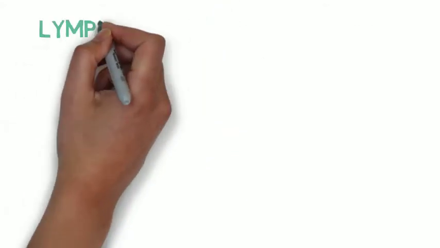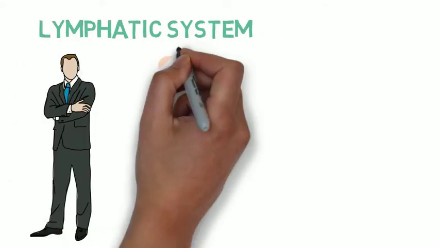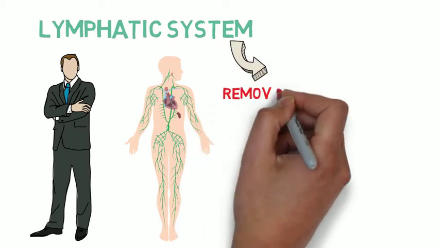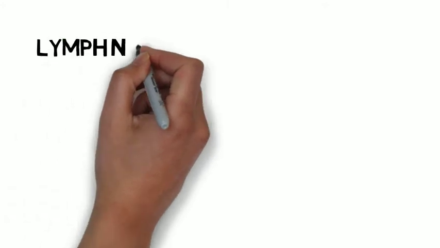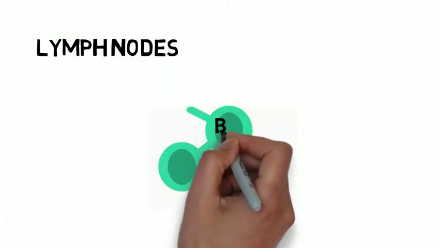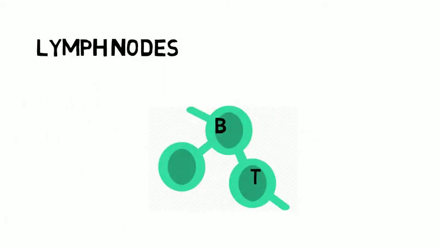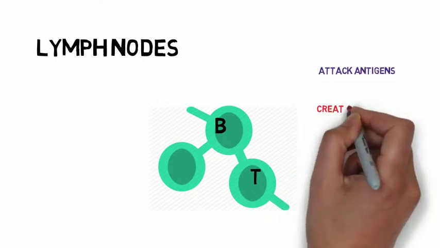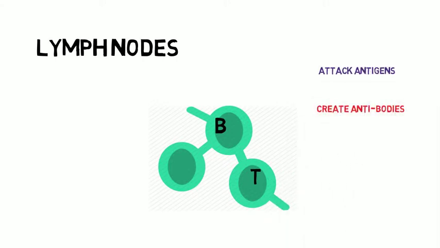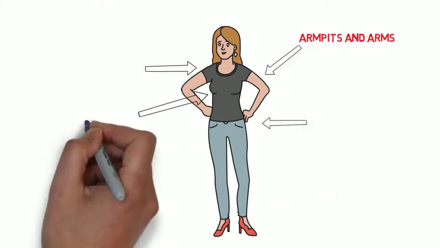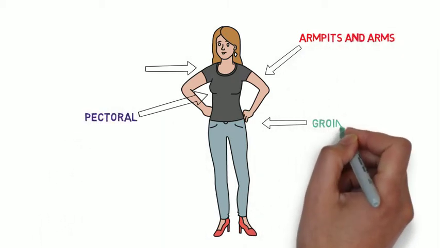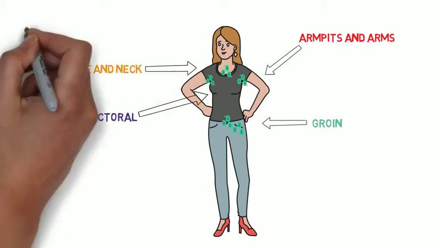This bubonic plague affects the lymphatic system, which plays a vital role in removing toxins and waste from the tissues and fighting infection. Lymph nodes are part of the lymphatic system and contain T and B cells, which are responsible for attacking antigens and creating antibodies. Lymph nodes can be found near armpits and arms, pectoral region, groin, collarbone, and neck.